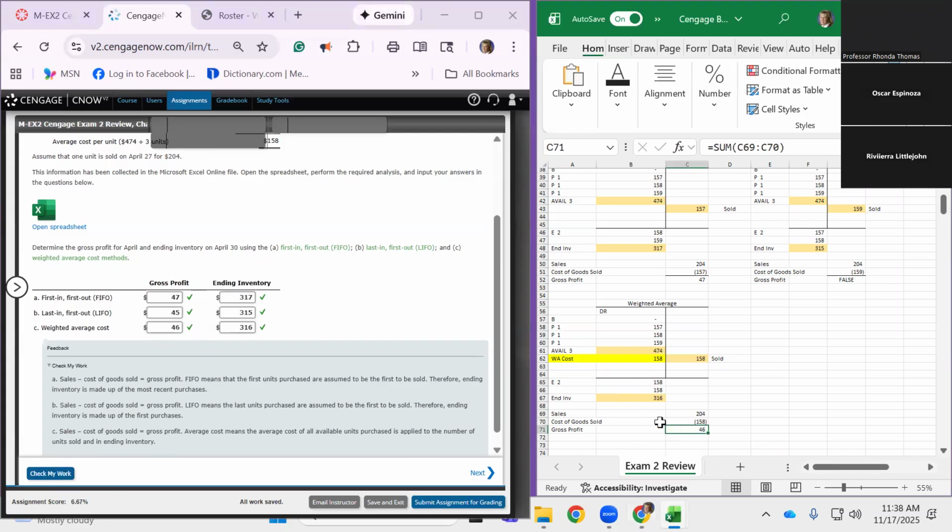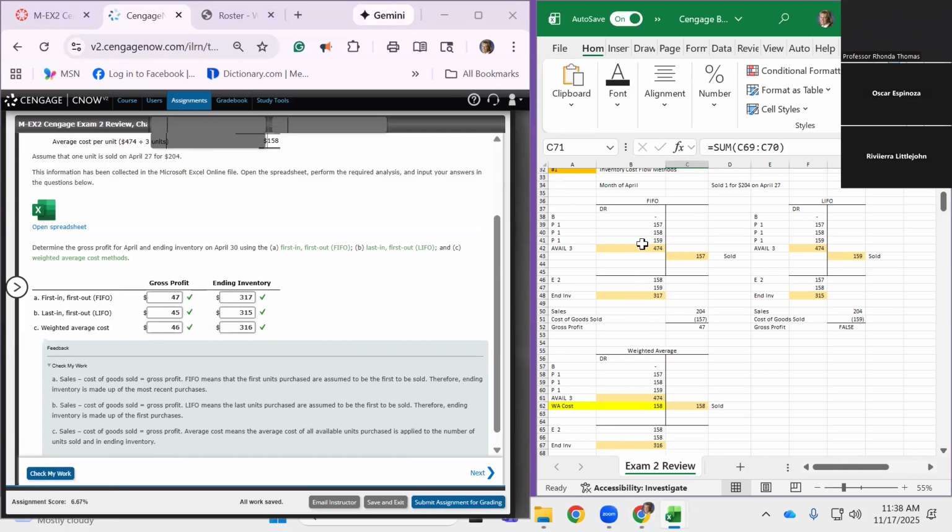Okay. So I have calculated each cost flow in its own little T account. And then below it, I've calculated the cost of goods sold and then the gross profit. So let me finish this here. So I get my gross profit to show. So you would want to keep track of all of that. But the good news is you have the same sales price for each one of those.